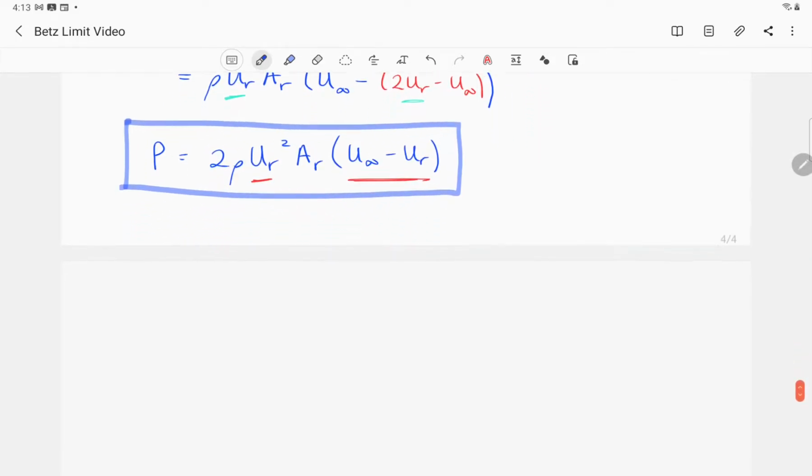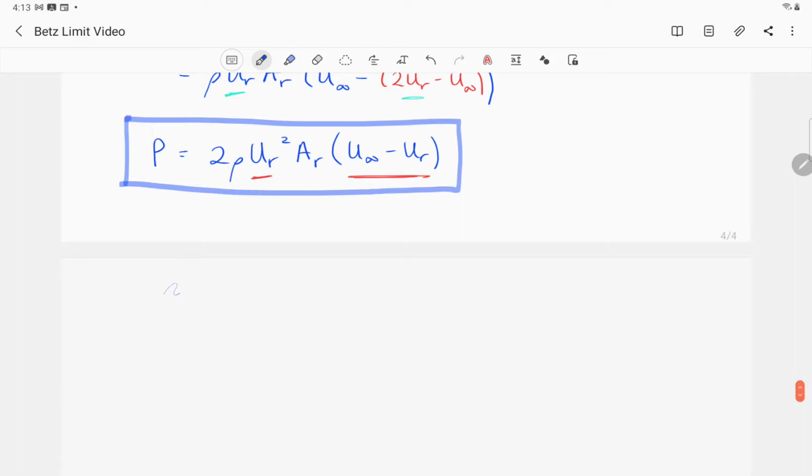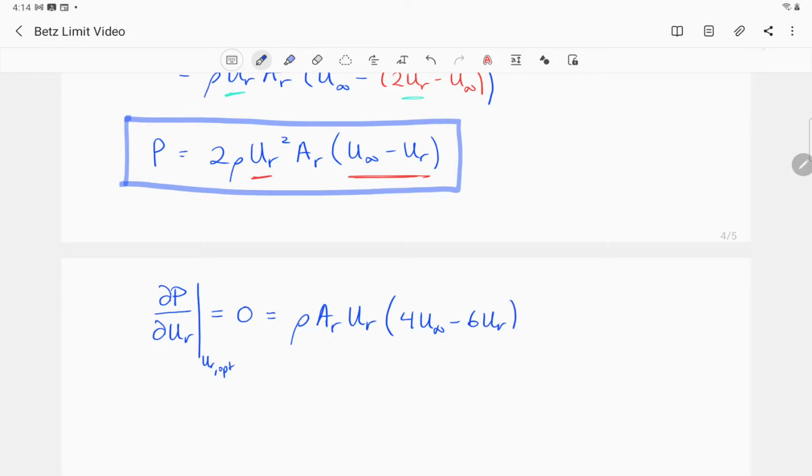Now to find a maximum, as we know from our calculus studies, we're just going to take the derivative of P with respect to UR and set it equal to 0. So this is the case at UR optimum. And when I take that derivative, which I won't show, I'll just show the result, we get rho AR UR times (4 U infinity minus 6 UR).